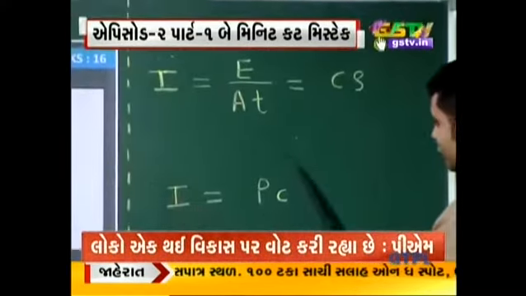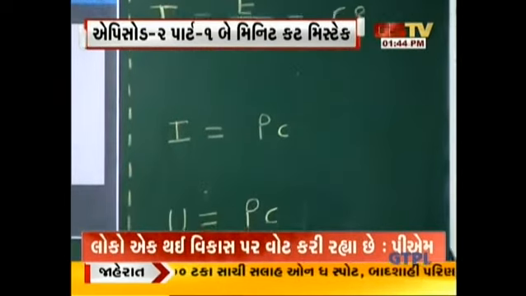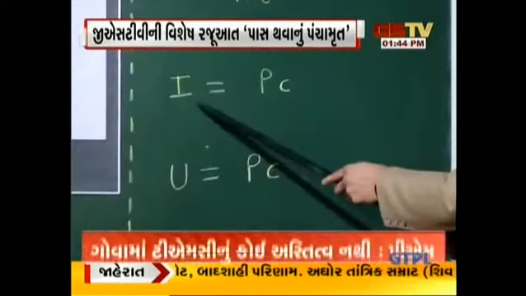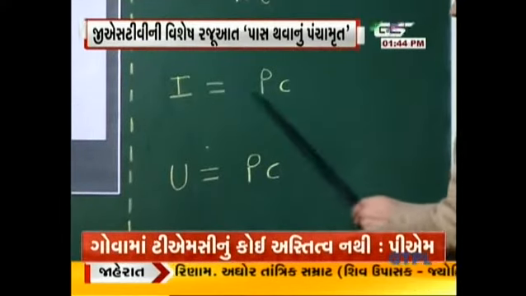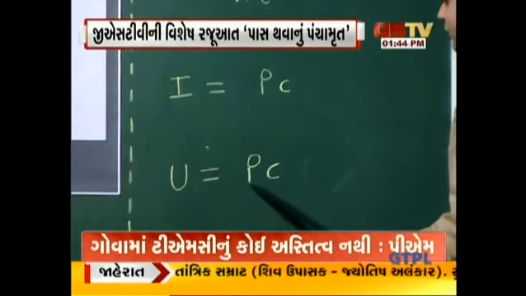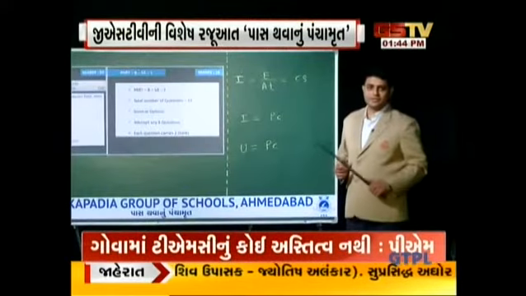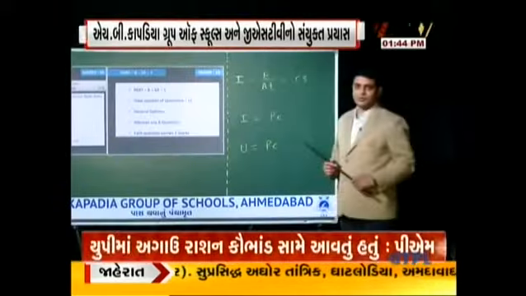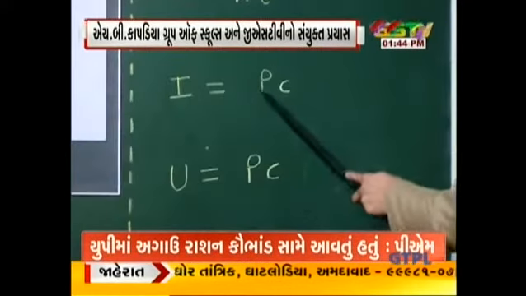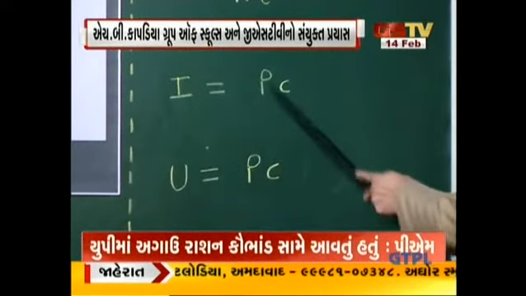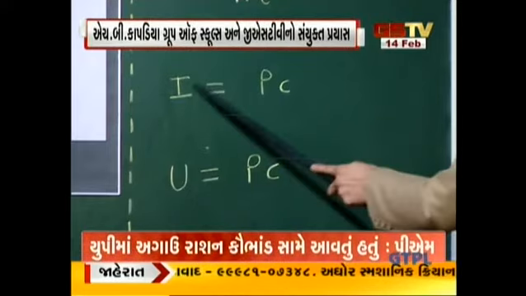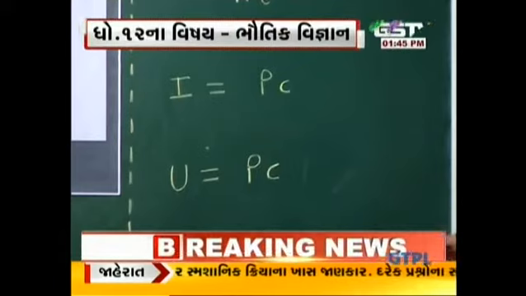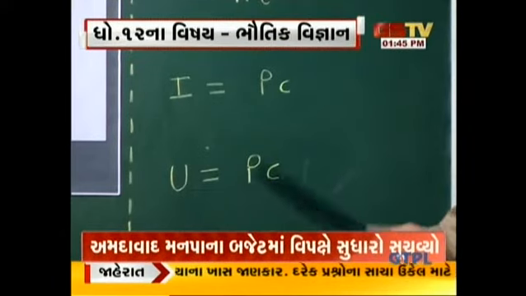Once again, next formula: I is equal to PC and U is equal to PC. This question is there in electromagnetic waves. I is equal to PC, intensity is equal to PC, energy also is equal to PC. So there is a confusion here also. Intensity is PC, energy is PC, that is not possible. But P can have different meanings too. Like in I is equal to PC, P is pressure, and in case of U, P is momentum.